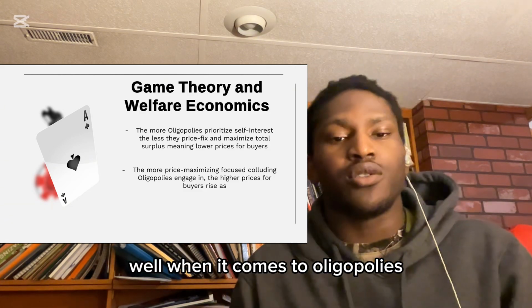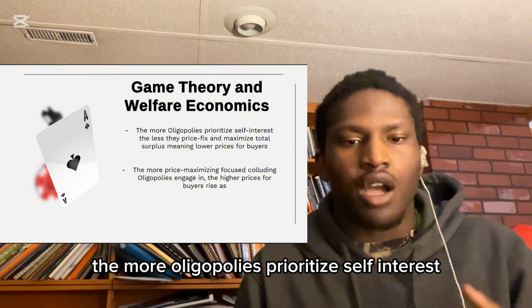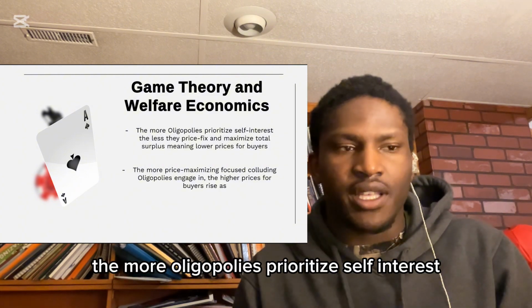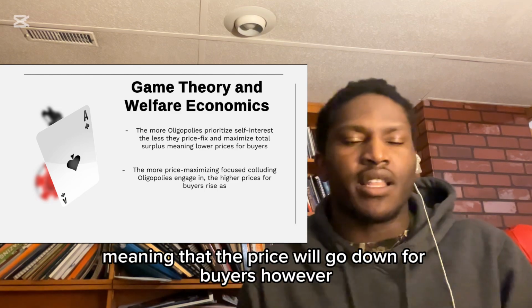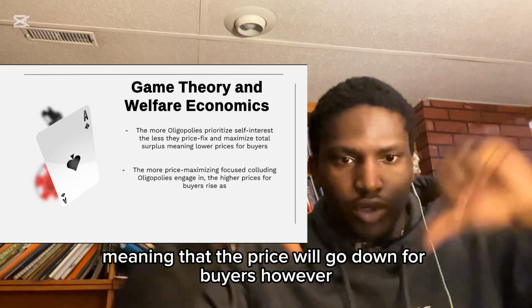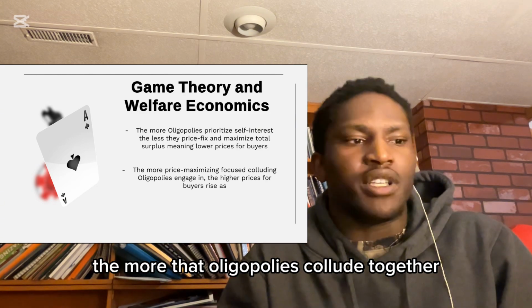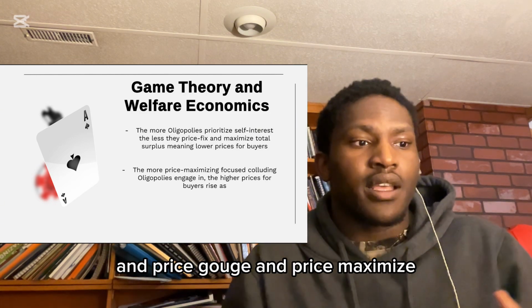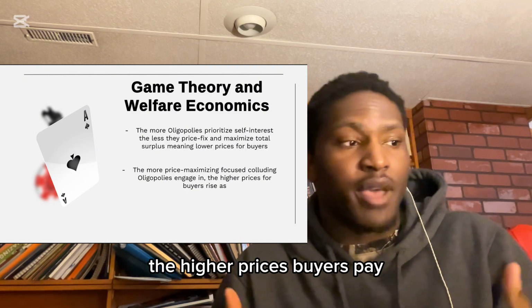Well, when it comes to oligopolies that have impacts on markets, the more oligopolies prioritize self-interest, the less they price fix and maximize total surplus, meaning that the price will go down for buyers. However, the more that oligopolies collude together and price gouge and price maximize, the higher prices buyers pay.